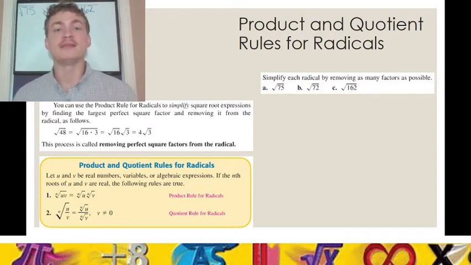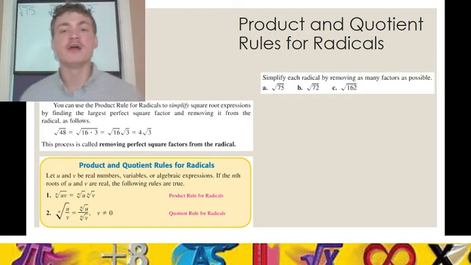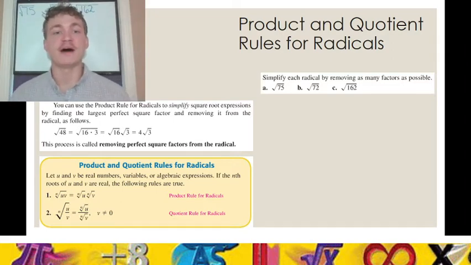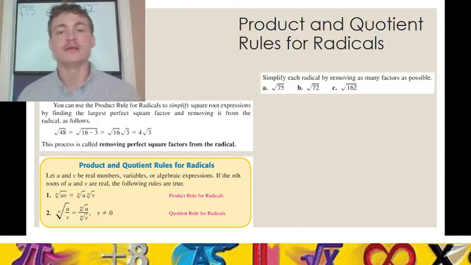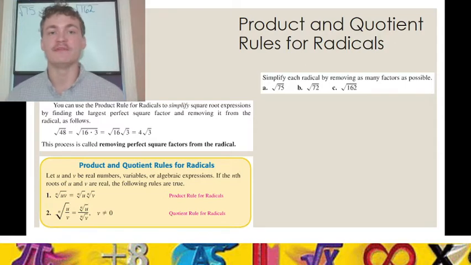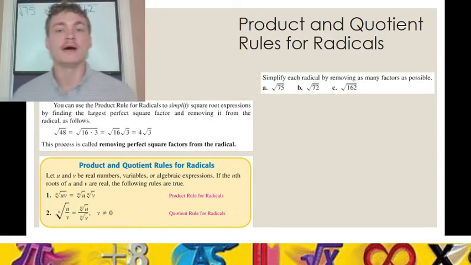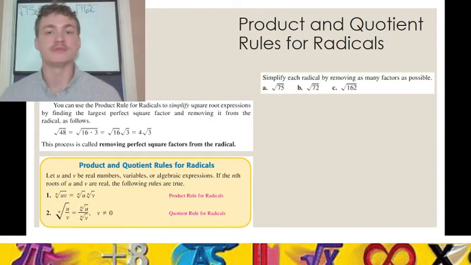However, they may contain perfect square factors. In other words, can you rewrite 75 as the product of 2 numbers where one of those numbers is in fact a perfect square? Same for 72 and 162. We'll start with 75, noting here that 75 ends in a 5. This means that we can divide 75 by 5. Now, does that help us here? 5 goes into 75 15 times. 15 times 5 is 75. Neither 15 nor 5 are perfect square factors. What about 3? How many times does 3 go into 75?